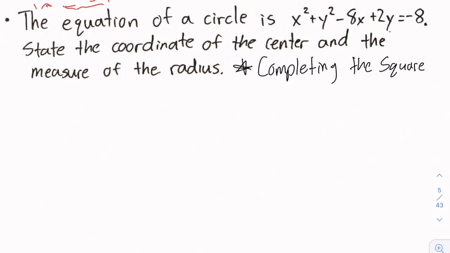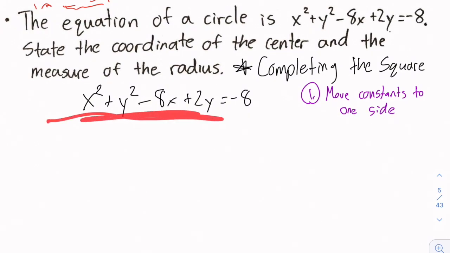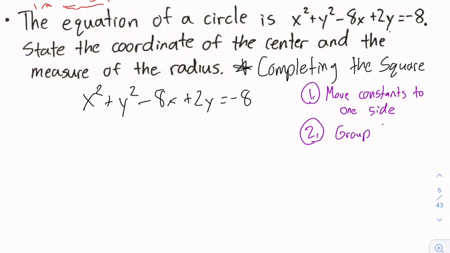Okay, let's write the original, x squared plus y squared. Technically your first step, I'll just make this purple. First step is move constants to one side. Okay, we'll check here real quick. Any constants? Nope, we're good. Okay, so step 2, group like terms.